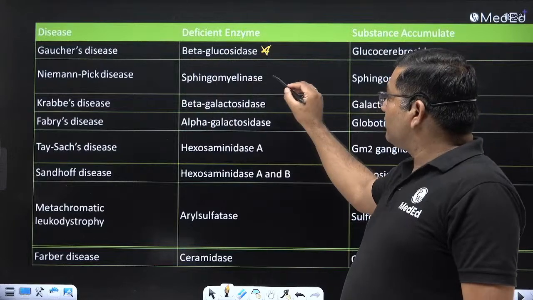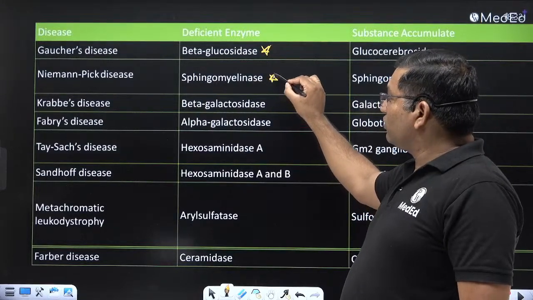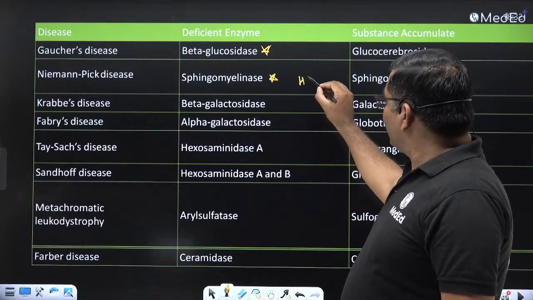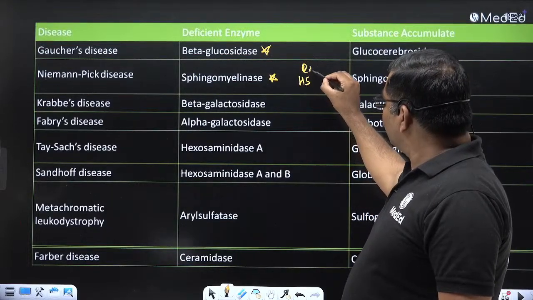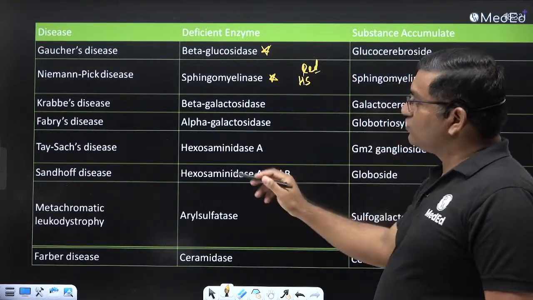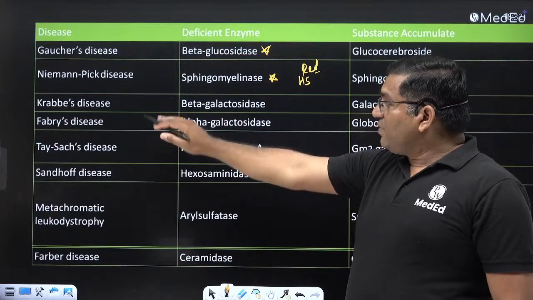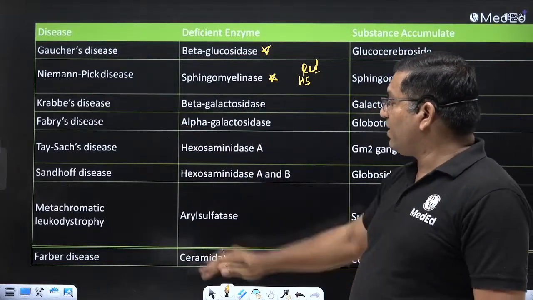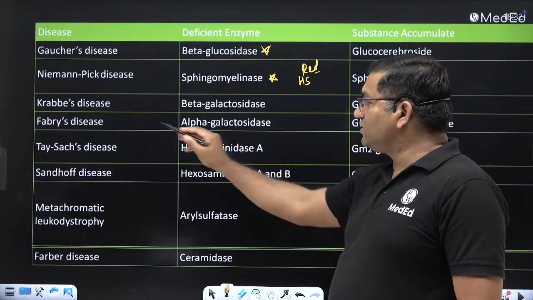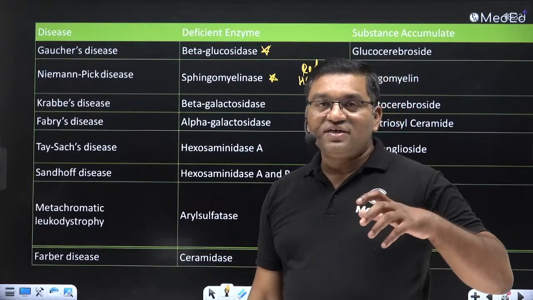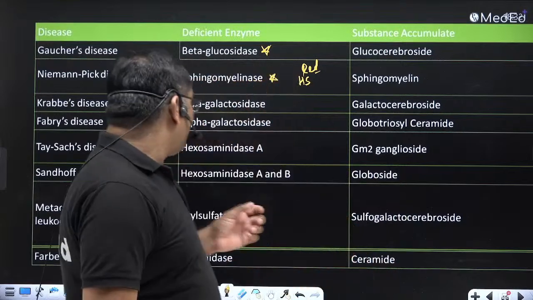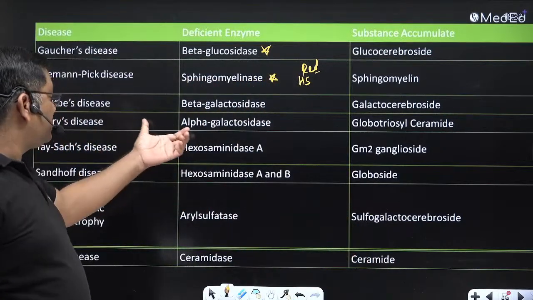Niemann-Pick disease, there is sphingomyelinase, there is a cherry red spot on the macula, and there is hepatosplenomegaly. These are the features of Niemann-Pick disease. Krabbe's disease is due to beta galactosidase defect. Fabry's disease is due to alpha galactosidase defect. In Fabry's disease, there are telangiectatic skin lesions, that is angiokeratomas.